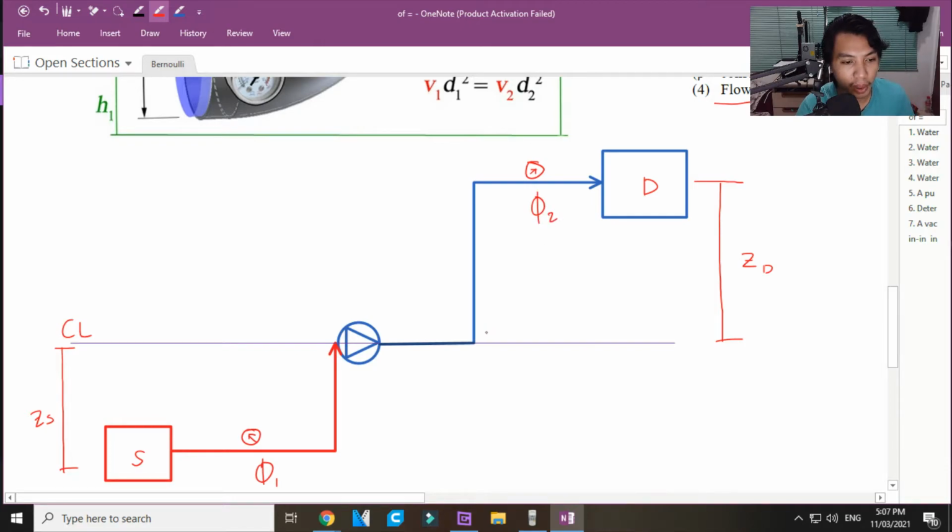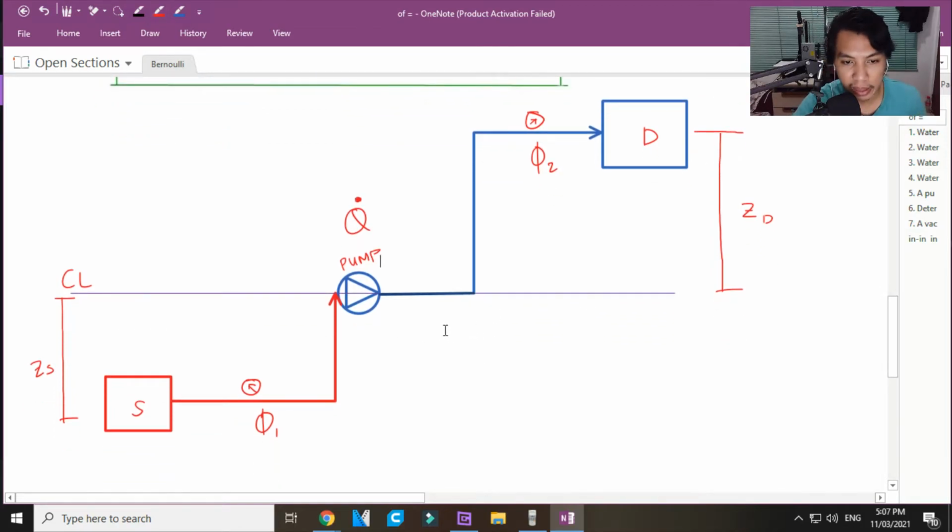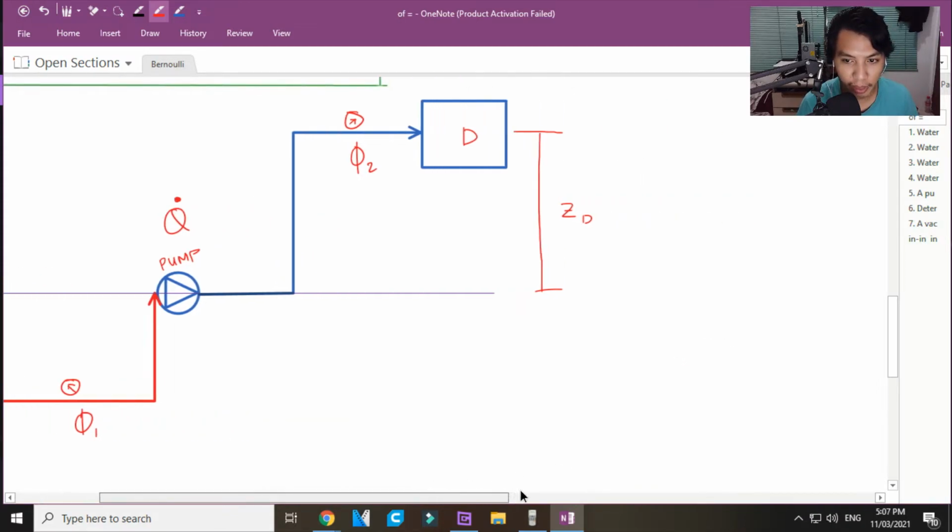Ano pa ang kukuhanin natin dyan? You have a flow. Okay. Dito. Na isusupply ng iyong pump. Now, may mabubuo tayo dito na equation. Tignan mo ha. We have an equation here. Take note of this. Take note of this. Take note of this. Yan.